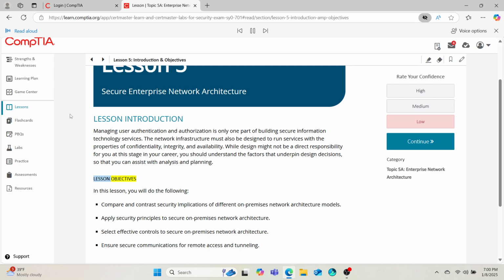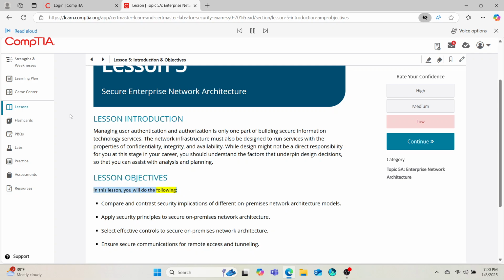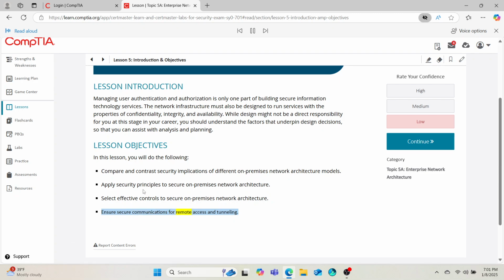Lesson Objectives. In this lesson, you will do the following. Compare and contrast security implications of different on-premises network architecture models. Apply security principles to secure on-premises network architecture. Select effective controls to secure on-premises network architecture. Ensure secure communications for remote access and tunneling.